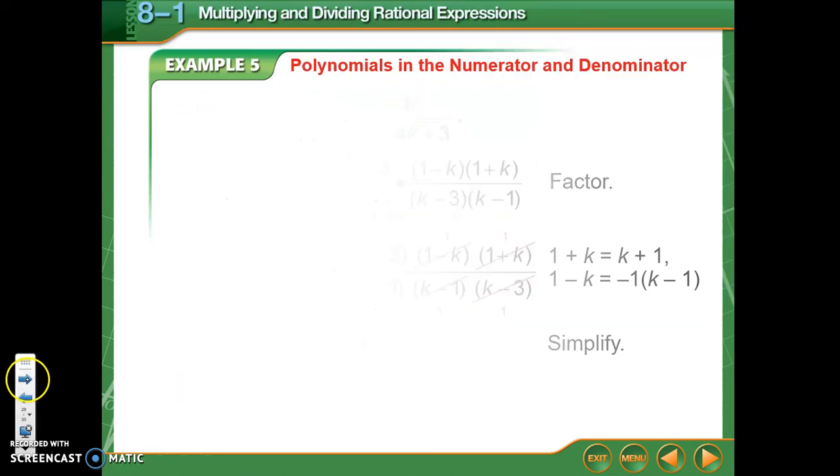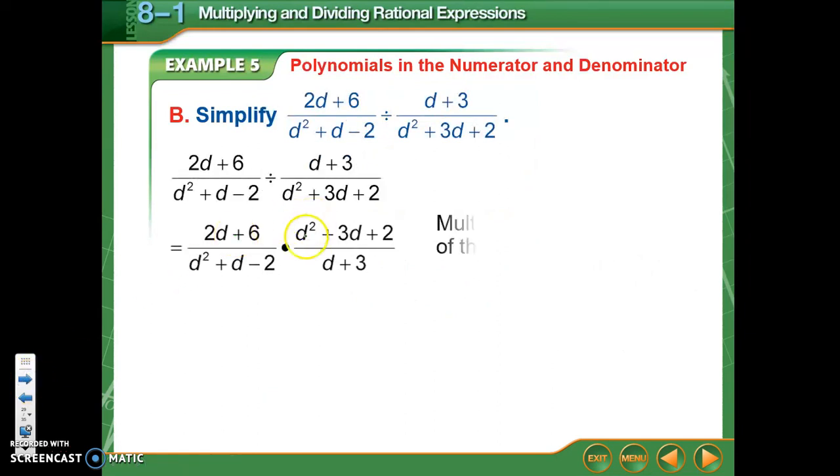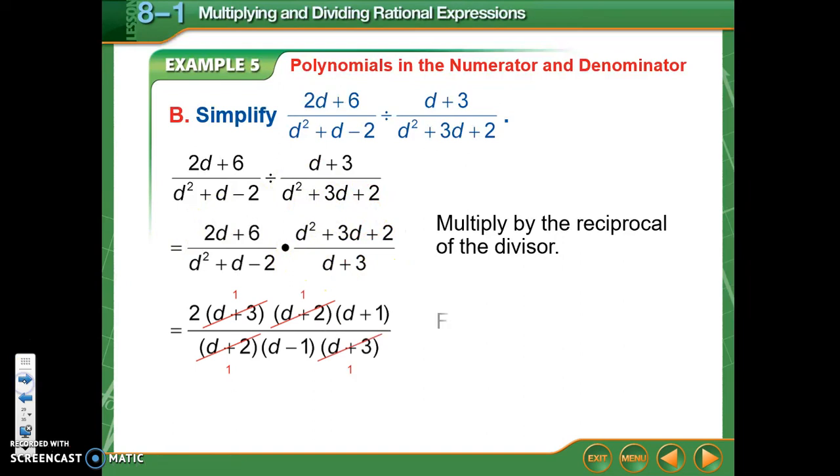All right, if I'm dividing, before I do anything else, of course, I have to rewrite it, multiplying by the reciprocal of my second fraction, the divisor. And then I factor first, always, always factor first. 2 times d plus 6, I factored out the 2, the GCF. D squared plus 3d plus 2 is d plus 2 times d plus 1. My denominator, d squared plus d minus 2, factors into d plus 2 times d minus 1. And then d plus 3 can't factor, so it stays as its own factor.